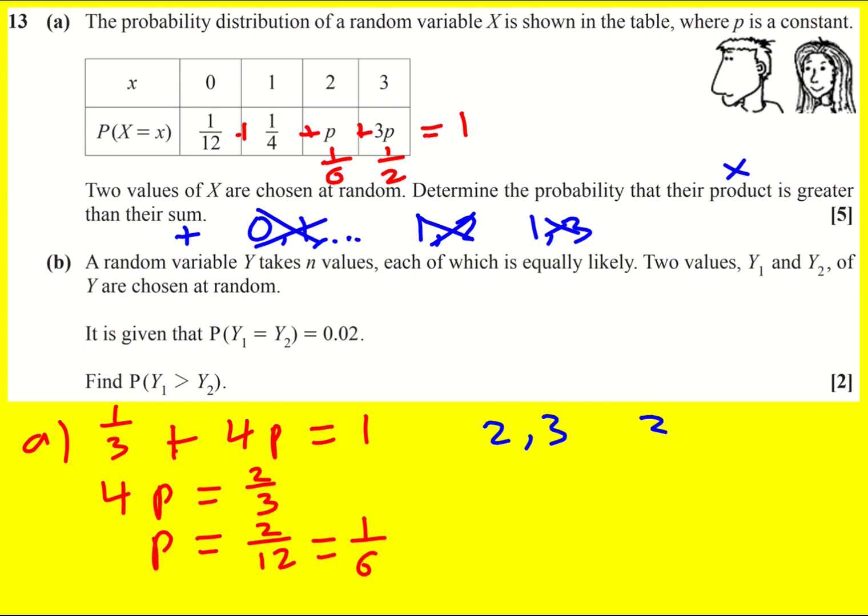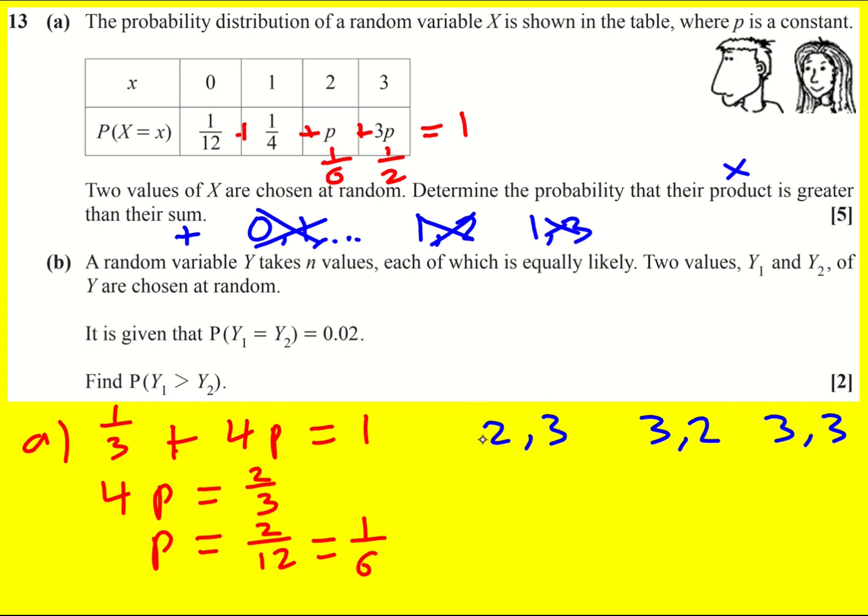Or 3 and 2. Actually, you could get it the other way around. You need to include that. 2 and 2 doesn't work because the product is the same as the sum. So this just leaves us 3 and 3 as the other option. Those are all the different things you could get. So the product is greater than the sum. We just need to then work out the probability of this.